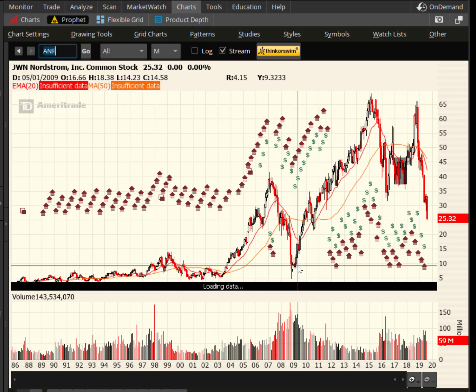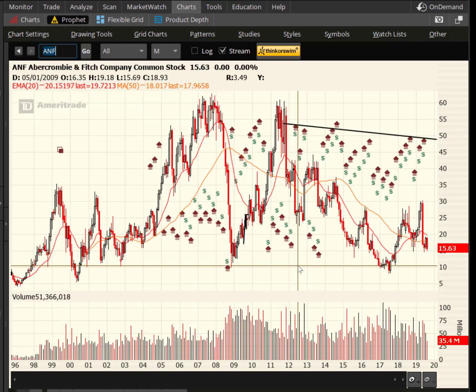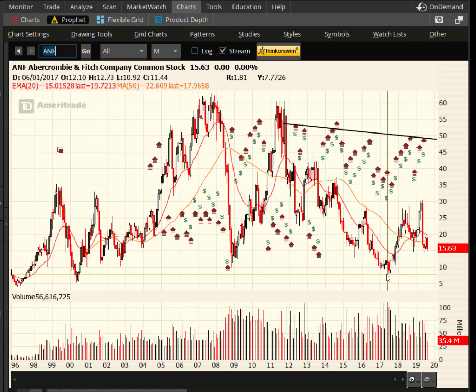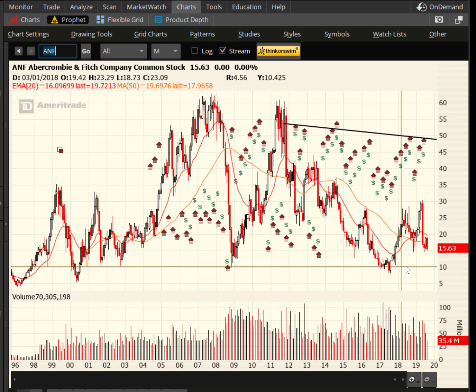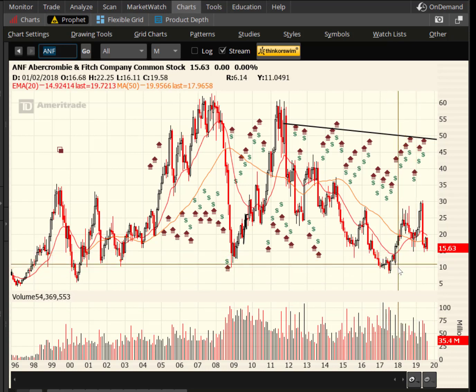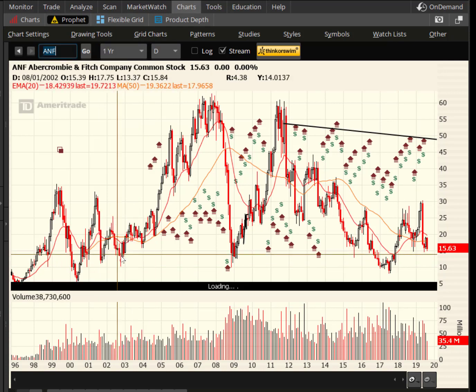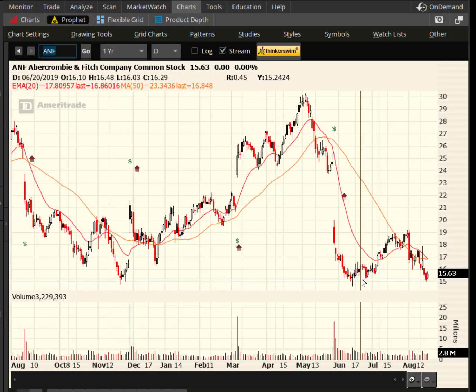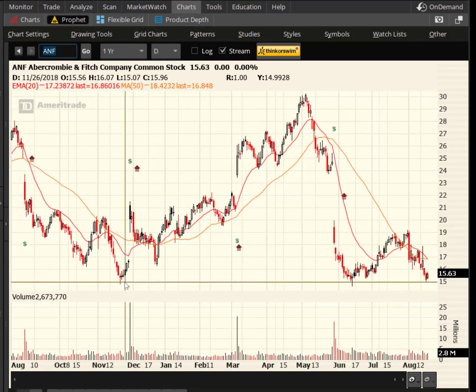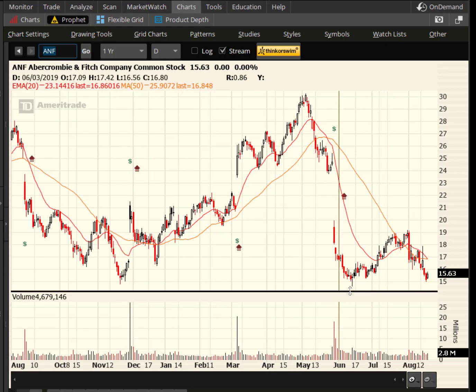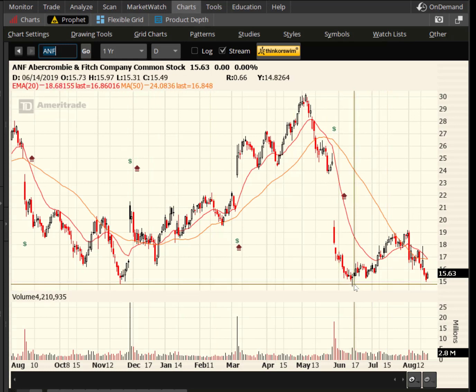If I show you Abercrombie, this is a monthly chart just to show you how rough it's been. Monthly, there's a little support around 15, but not much. The next target's 10. If I go to a one-year daily chart of Abercrombie, it's right there at that 15 area. 15 is going to be a big deal. November, a year ago, and then back over here in the early part of the summer in June.